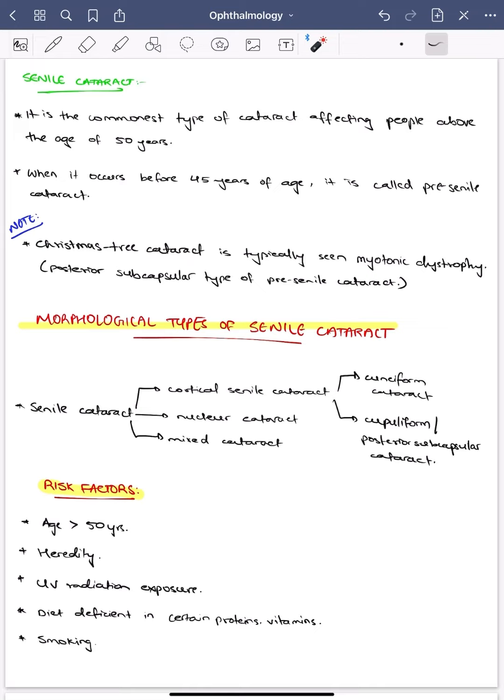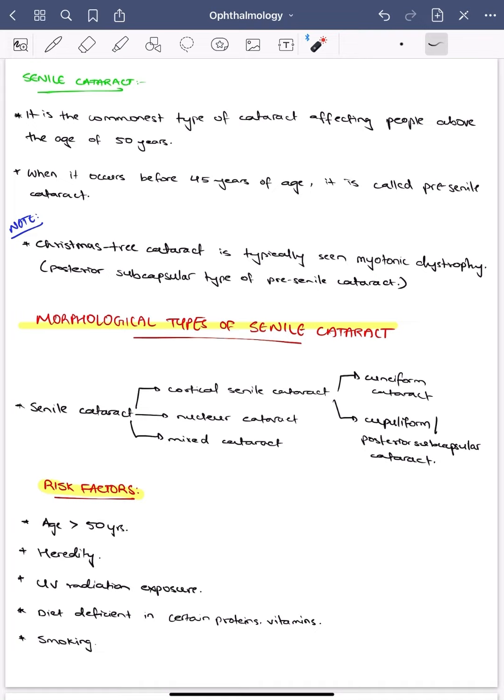Now, moving on to the morphological types of senile cataract. Senile cataract can be divided into cortical senile cataract, nuclear senile cataract, and mixed cataract. Cortical cataract means that the opacity is present in the cortex of the lens. Nuclear cataract means the opacity is present in the nucleus of the lens, and if it's mixed, there is opacity in both the cortex and the nucleus.